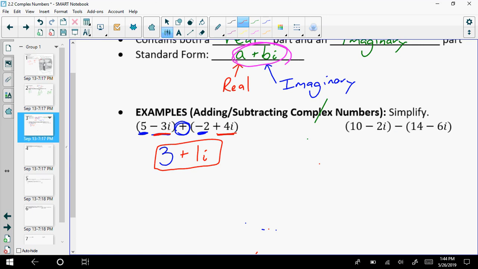Pay attention to the operation. I want to subtract them. So let's start with my real numbers, 10 and 14. So 10 minus 14.